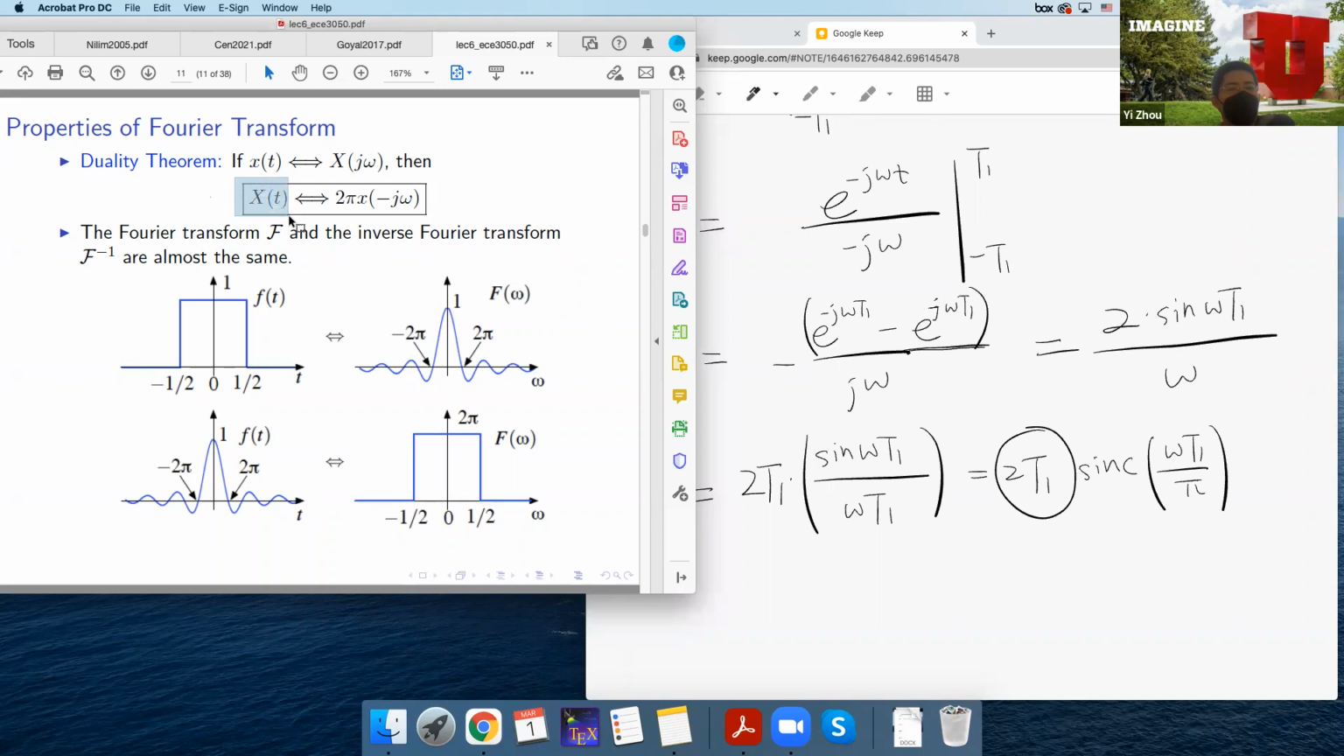if we start with another signal, capital X(t), and this capital X(t) is given by the spectrum here, replacing j omega with t, so basically you copy this spectrum and make it a signal. If we start with this signal, then the corresponding spectrum is actually related to the original signal. It's 2 pi times small x evaluated at negative j omega.